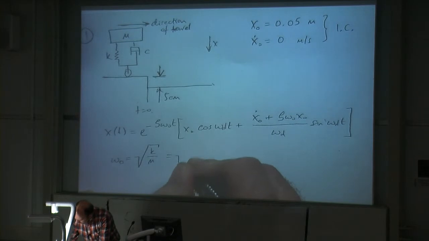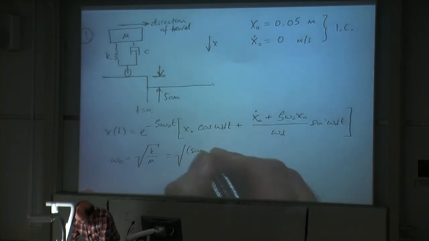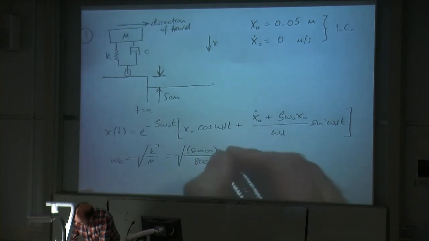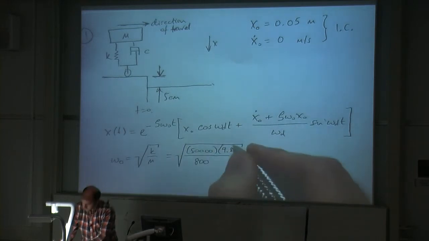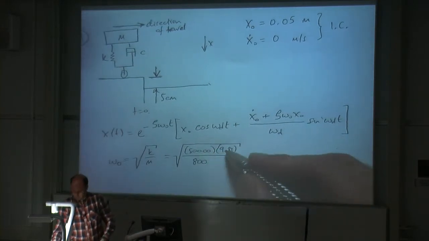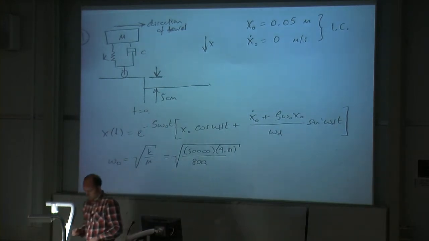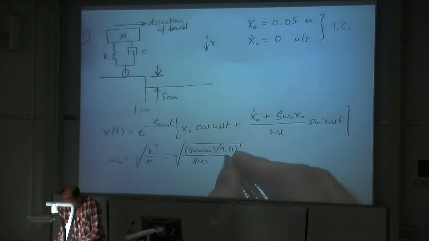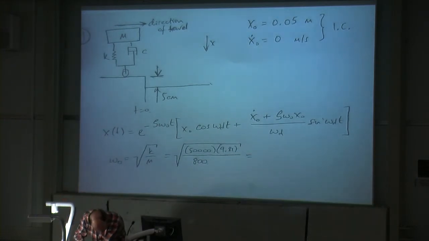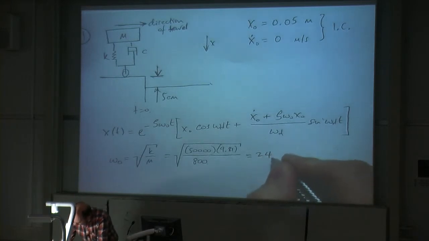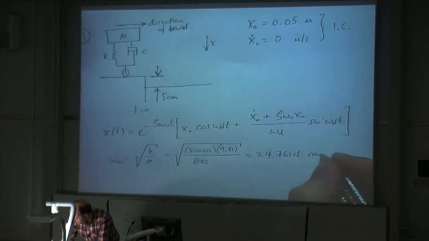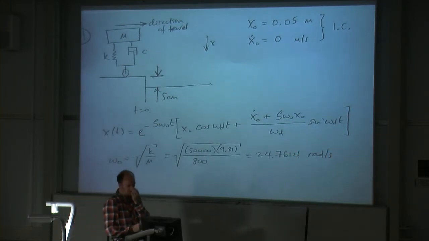So we know that this is going to be 50,000 divided by the weight, 800, but obviously that's divided by g to get the mass in kilograms. So this bit is the stiffness, and then 800 divided by 9.81 is the mass. And so you plug in the numbers and do the sums, you should get something like 24.7614 radians per second. So there's omega naught.